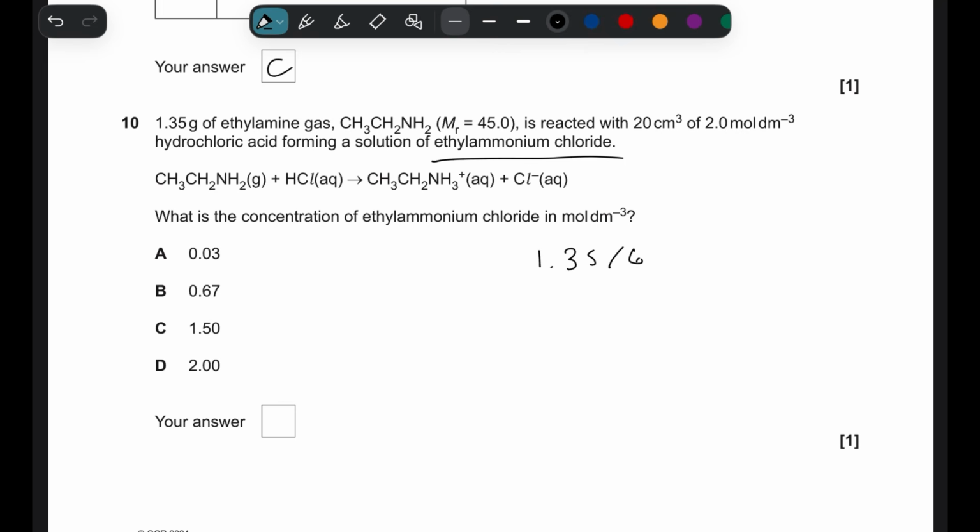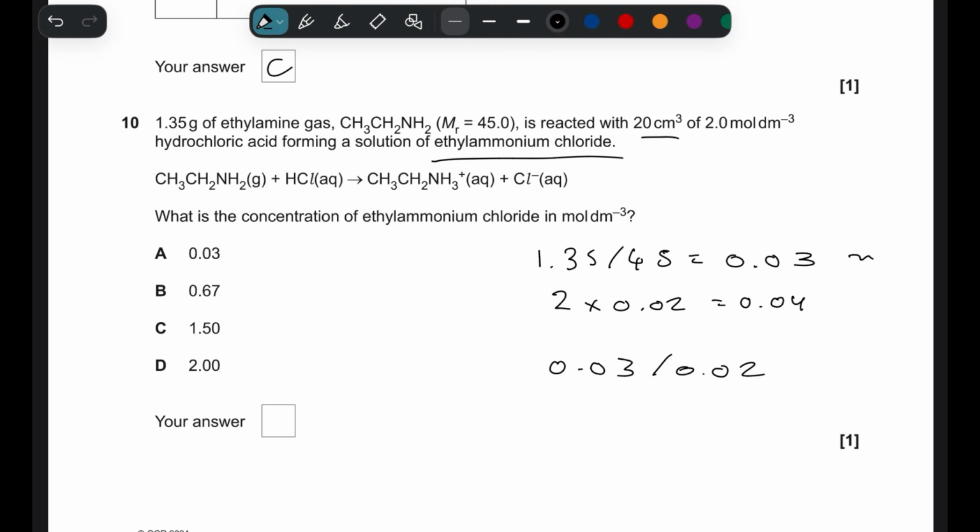So 1.35 divided by 45 is going to give us 0.03. And then if we're getting moles from the acid, we need to do concentration times volume. So 2 multiplied by 0.02 gets you 0.04. This is the lower one, which means that's the limiting reactant. So we're going to use 0.03 moles, divide it by the volume again, 0.02, and we're going to get 1.5, which means that we're going to use C as our answer.